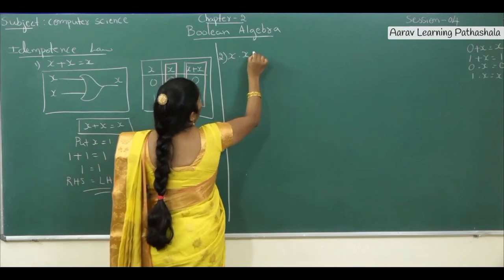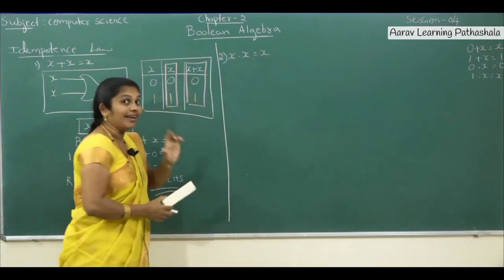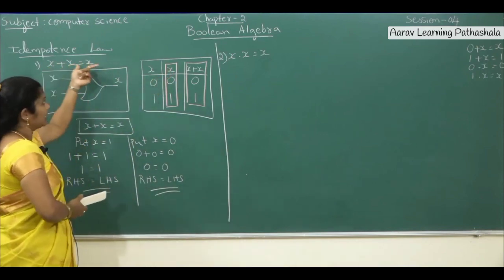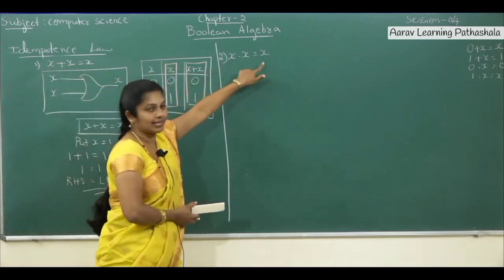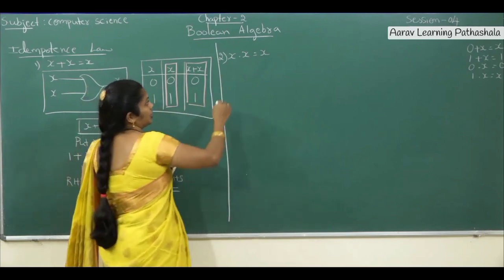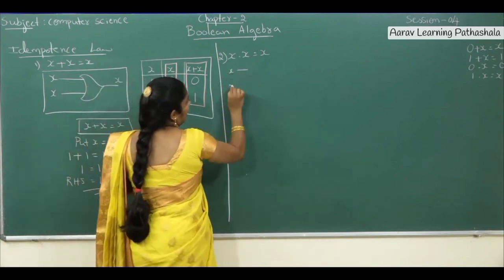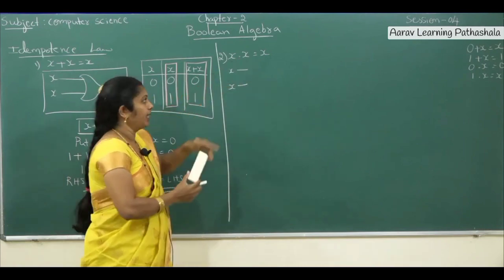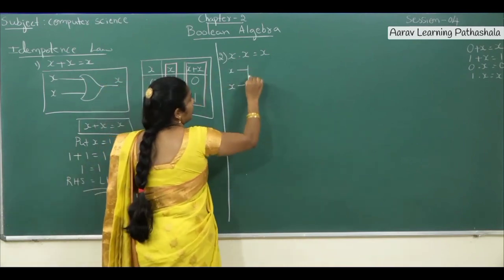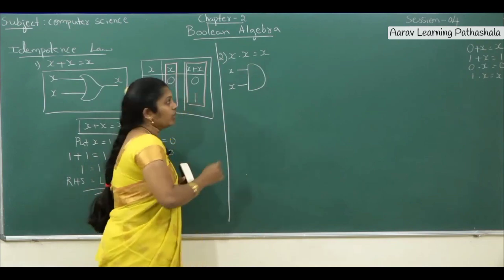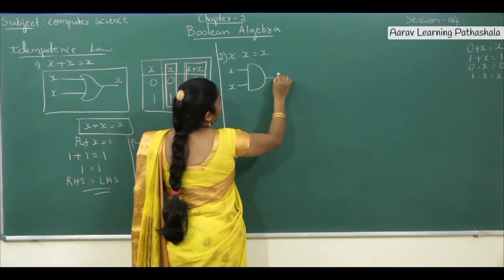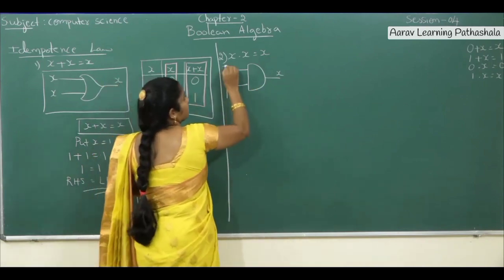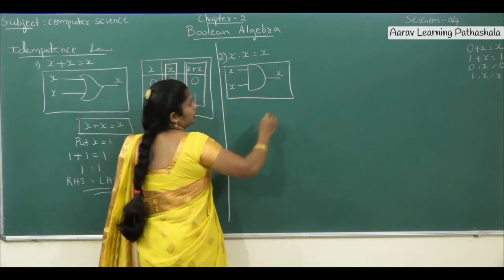Now the second one, what does the second law state? X into x equals x. Both are idempotence law. Here it is x plus x equals x, and now x into x equals x. Then how do we write the circuit diagram? One is x and one more variable is also x, but in between we have the dot operator. Dot operator means you have to write the D shape. Then what is the output? Once again the output will be x only. This is the symbol. Now how do we write the truth table?